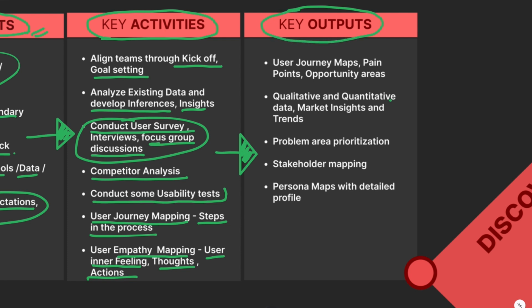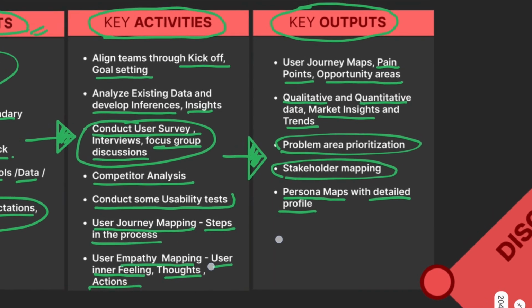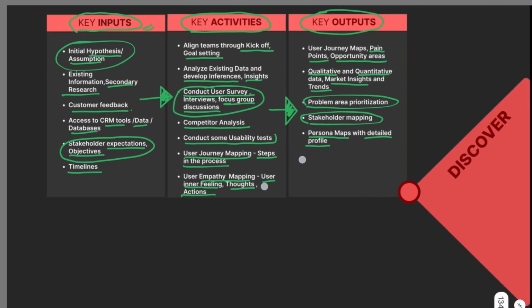So as an outcome of the series of activities which we just listed, you will be able to produce an output or series of outputs which will help you identify user pain points, and also identify the opportunity areas. You'll be able to get market insights, trends, and the problem areas from a prioritization standpoint. You'll be able to do the stakeholder mapping, who the stakeholders are and what is important for them, what impacts them, and their priorities as well.